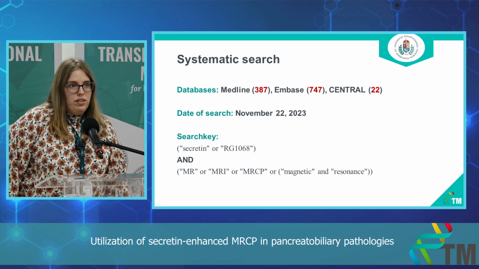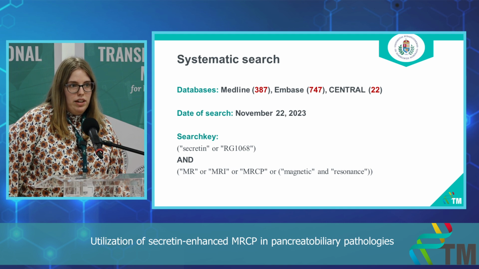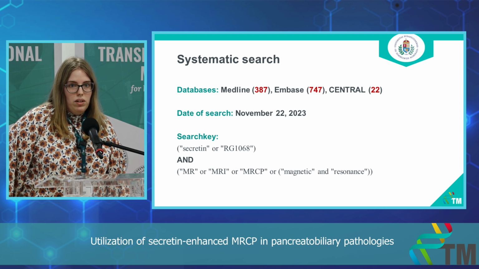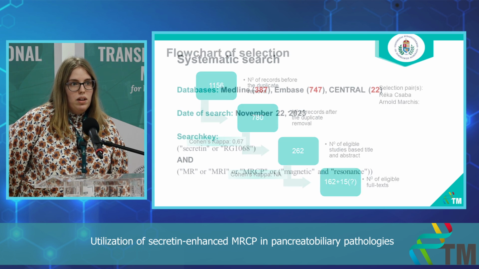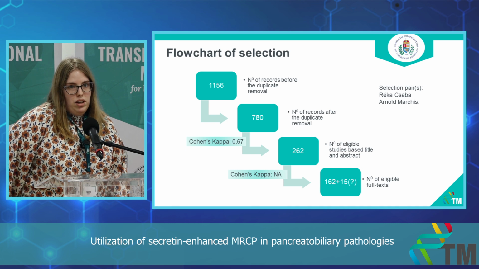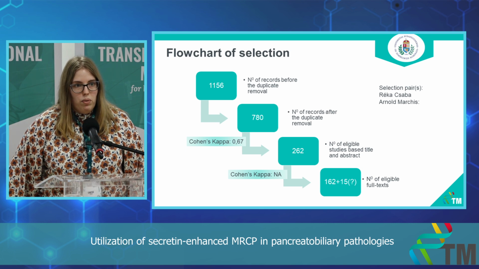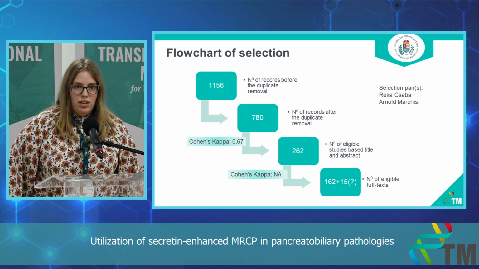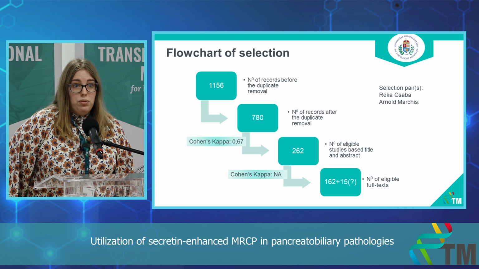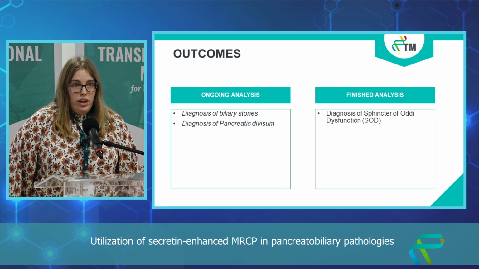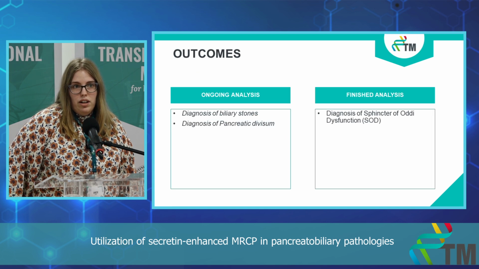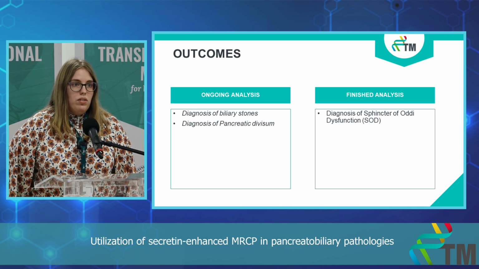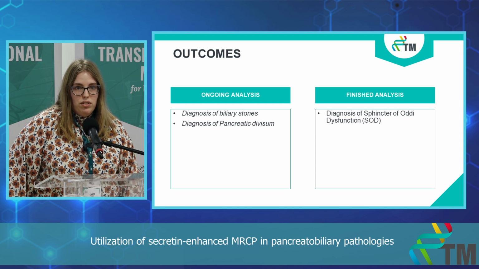So we conducted our systematic search in November in the following 3 databases with this rather broad search key because we wanted to include all articles regarding secretin-enhanced MRCP. We ended up with more than 1,100 articles, and now we're almost finished with the full text selection. We already included 162, and there are still 15 articles pending. We have finished the analysis regarding the diagnosis of sphincter of Oddi dysfunction, and there is ongoing analysis regarding biliary stones and pancreas divisum.